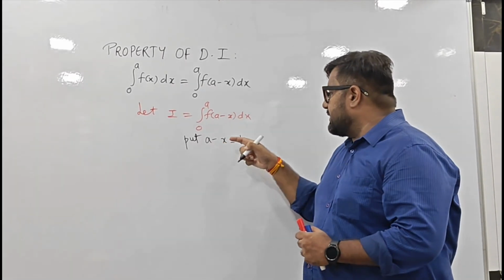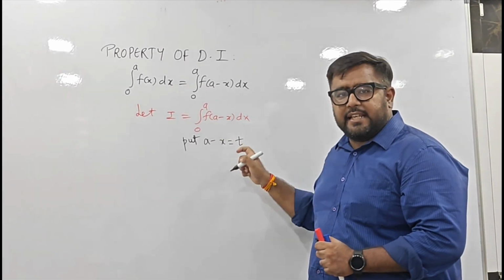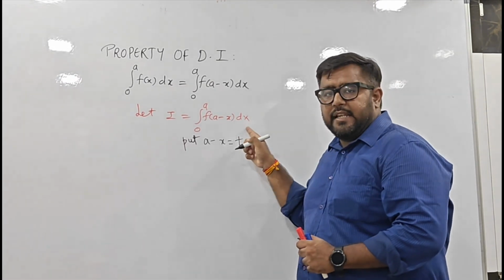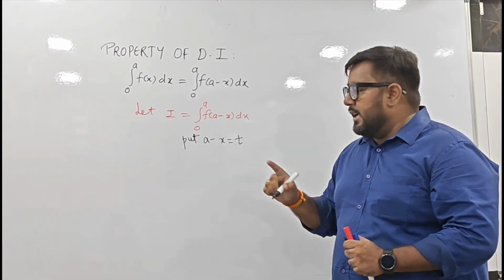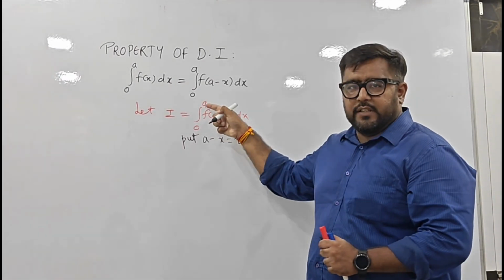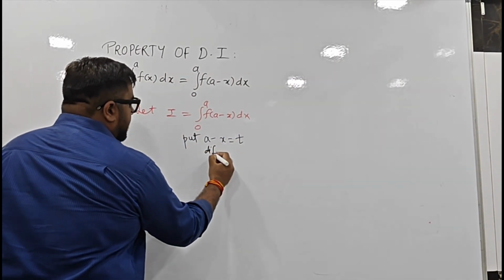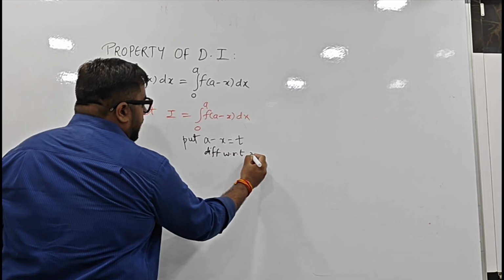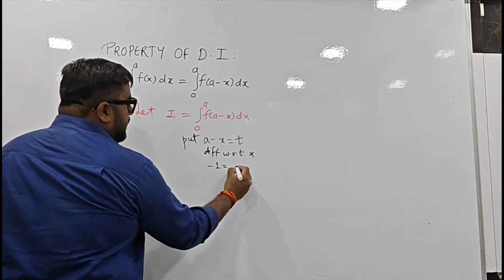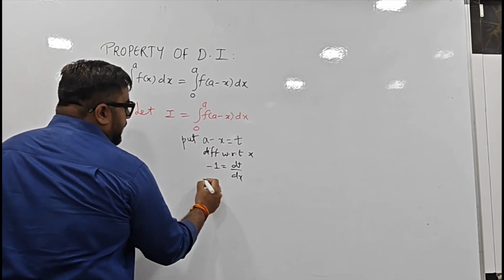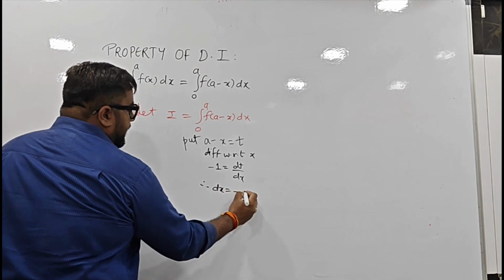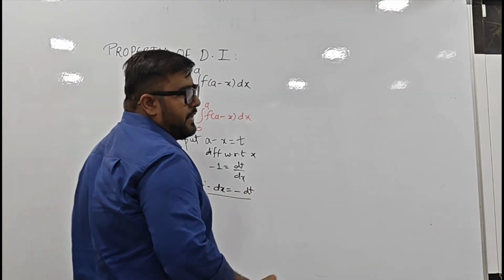Now since you are substituting a minus x as t, you need to replace dx and put it in terms of dt, and you need to change the limits as well. So if I take a minus x as t, differentiating with respect to x, I will have minus 1 is dt by dx. Therefore we will have dx is equal to minus dt.